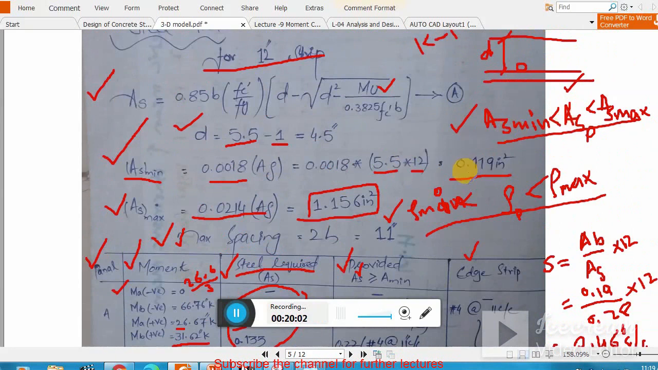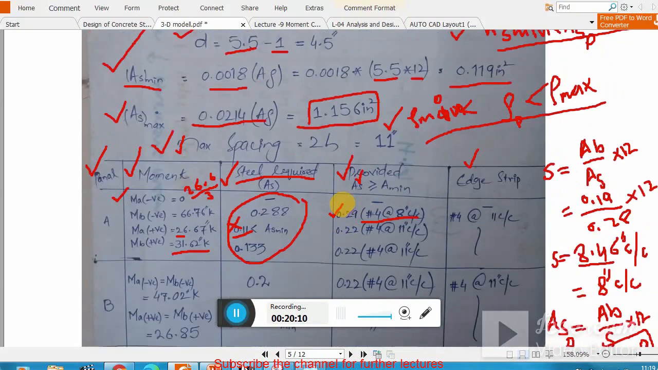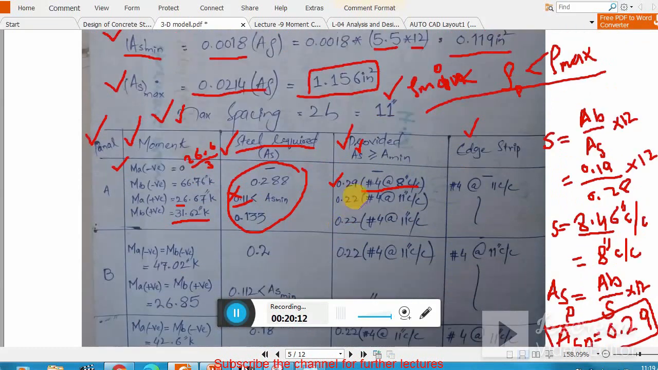So As provided, basically you see here As minimum is this one. So As provided is more than this one, but less than As max, that is 1.156. So here I am okay. My check is okay. Do the same calculation for all of the values.